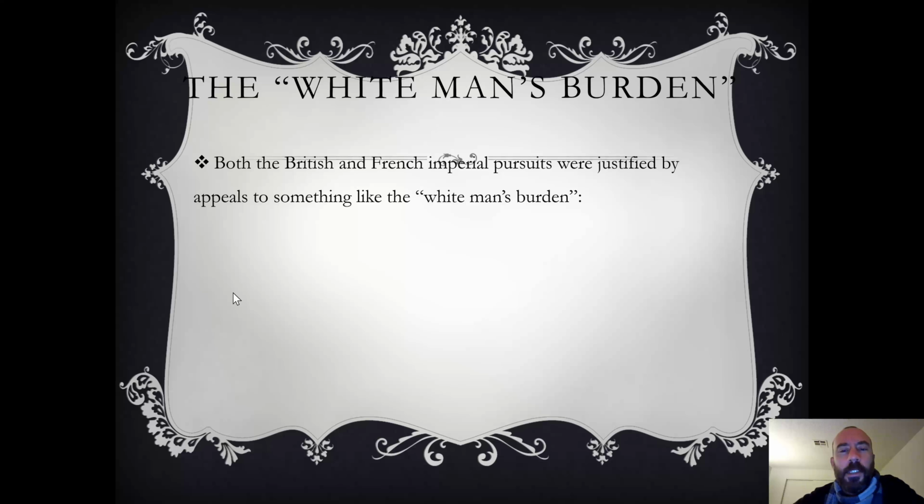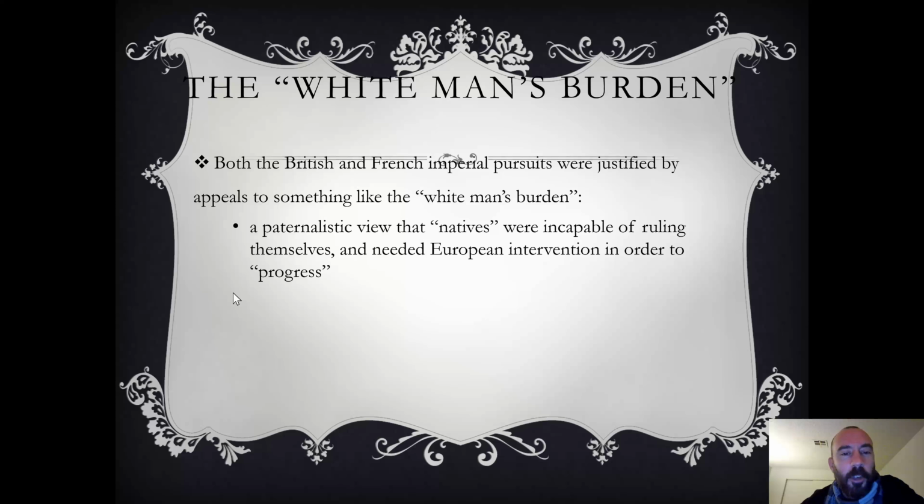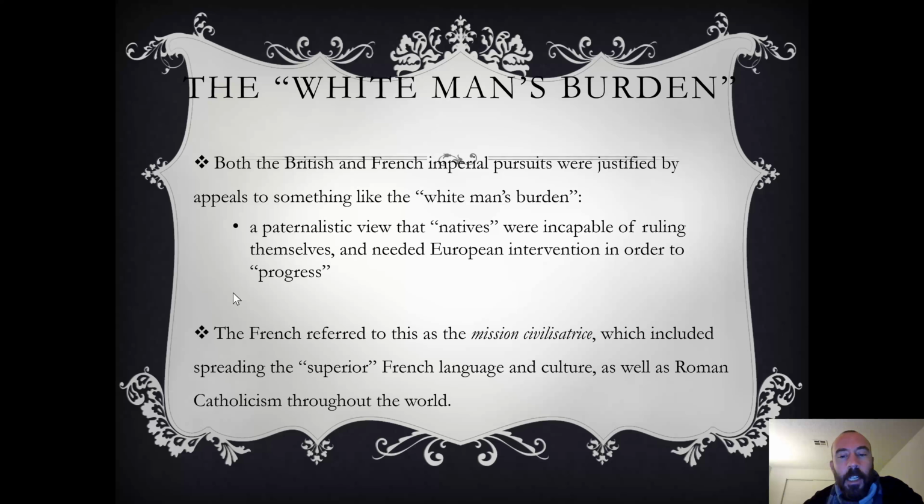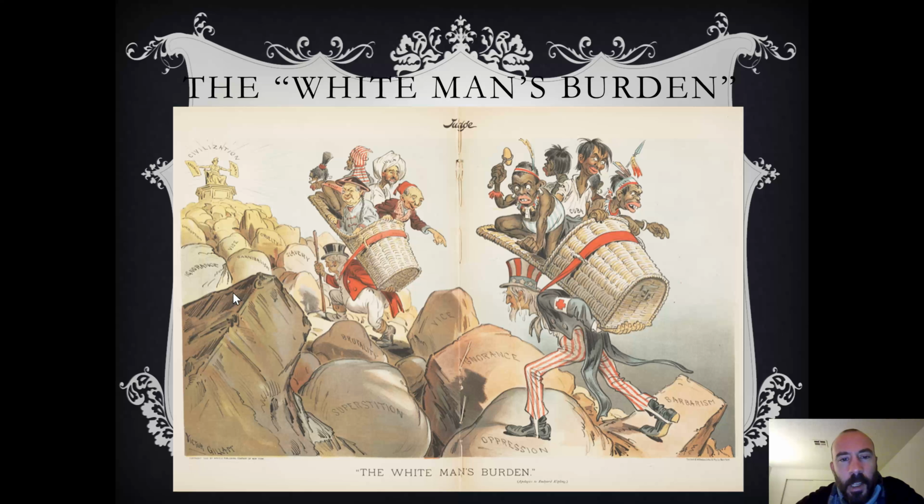They took this bizarre moral high ground, and they called this the white man's burden, which was a paternalistic view that the natives, the people indigenous to the places they colonized, were incapable of ruling themselves, and needed European intervention in order to progress. The French called this the mission civilisatrice, the civilizing mission, spreading superior French language and culture and Roman Catholicism throughout the world. And this rather disturbing cartoon called The White Man's Burden, if you look closely on the bottom, says apologies to Rudyard Kipling.